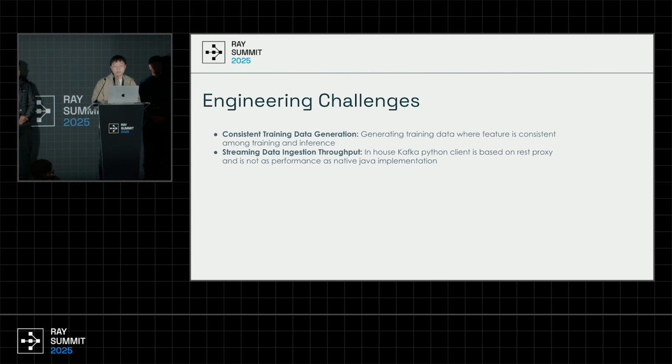Secondly, we have an in-house Kafka Python client, which is based on REST proxy. This is not as performant as the native Java implementation. We also need to deal with the fragile runtime environment. Before incremental and online training, AI engineers trained their models in their own custom Python images with their custom training scripts, which makes dependency management very difficult.